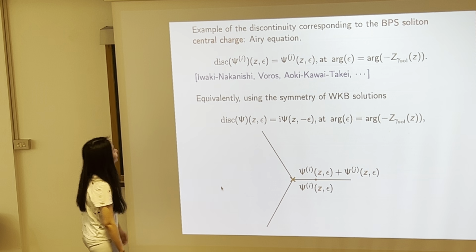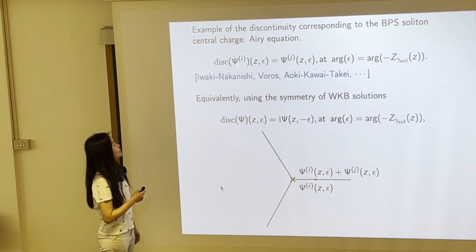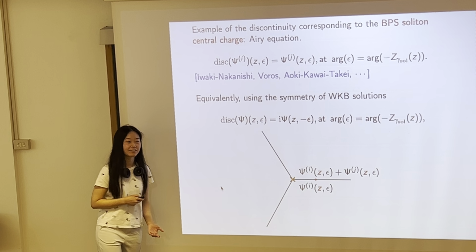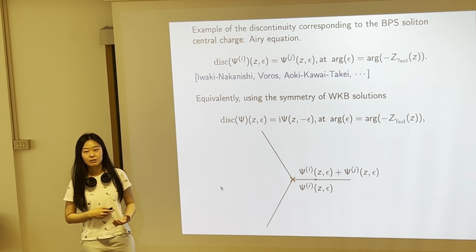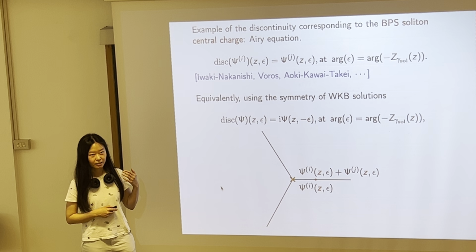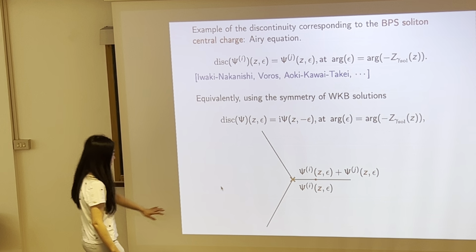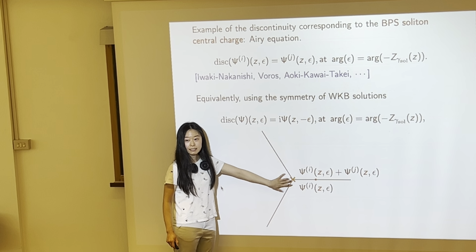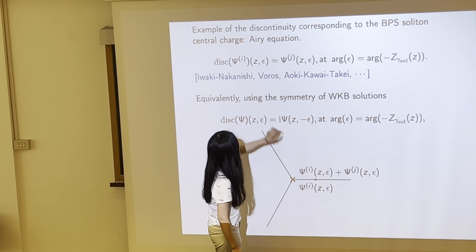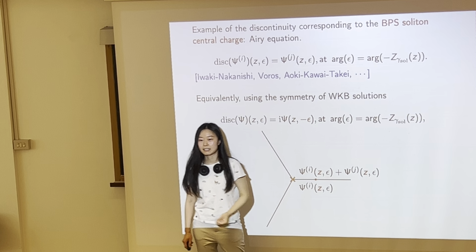So, let's look first at these singularities as the BPS central charges. And here, actually, there's an even simpler example we can use, which is the Airy function, also known as the Stokes equation, which is where this whole Stokes phenomenon story starts. And there, we know that there's some Stokes graph corresponding to it, and the solution for the Airy function has this discontinuity behavior: the discontinuity of psi 1 is given by psi 2, and psi 2 is given by psi 1.